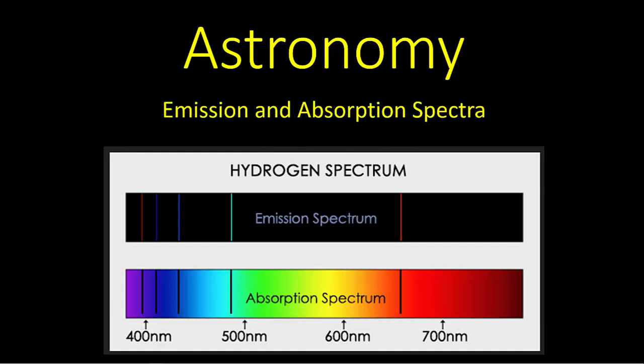Below that is an absorption spectrum. It's a complete rainbow with colors, those of the hydrogen spectrum, subtracted from it. That's what an absorption spectrum looks like. So let's learn about how those things can be produced.